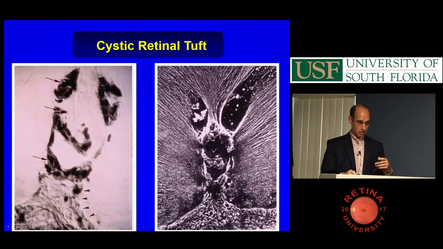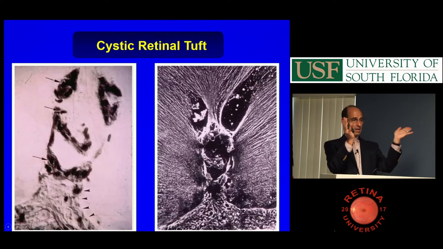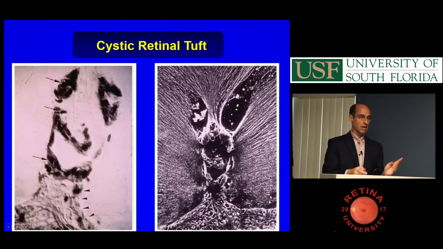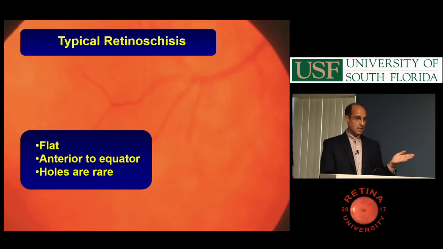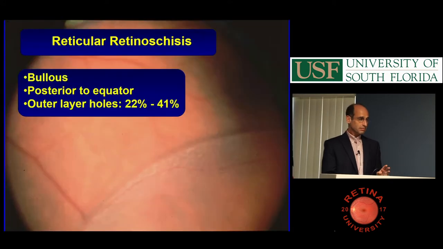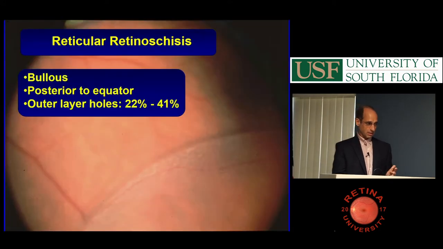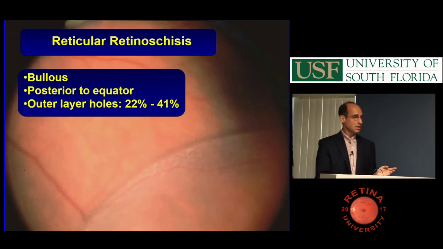And one of the things they showed was this picture on your right, a frozen picture showing the vitreous attaching. You can see the strands coming into that cystic retinal tuft and how that would be a problem. Typical retinoschisis is the flat kind, and then reticular is the bullous kind that you'll see more often. But you can just call them retinoschisis.